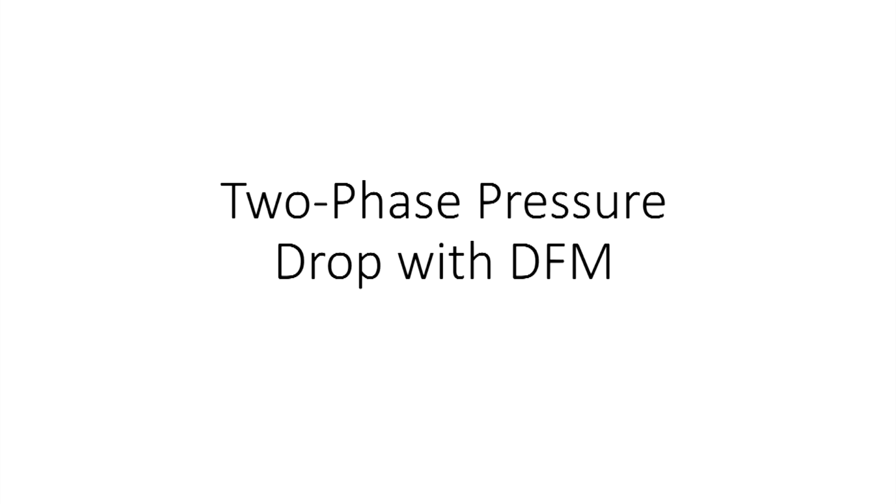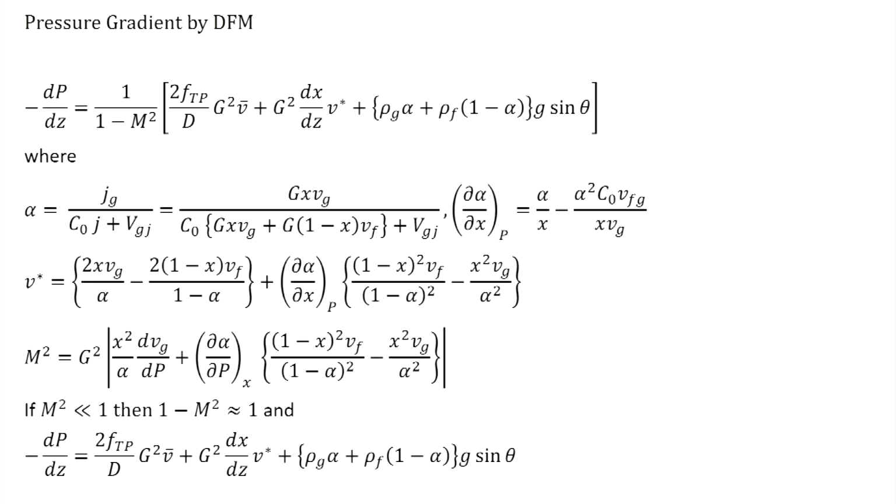Now, consider the drift flux model, and let us see how two-phase pressure drop can be calculated using the drift flux model. So, using drift flux model, we calculate the frictional pressure gradient using the homogeneous model, and the expressions for the acceleration pressure gradient and gravitational pressure gradient are the same as those for the separated flow model, but alpha here will be calculated by using the drift flux model.